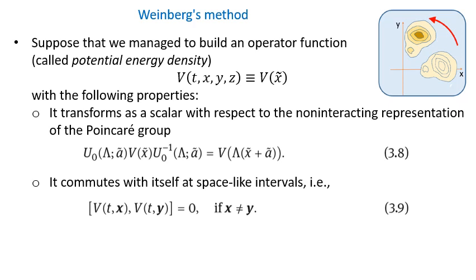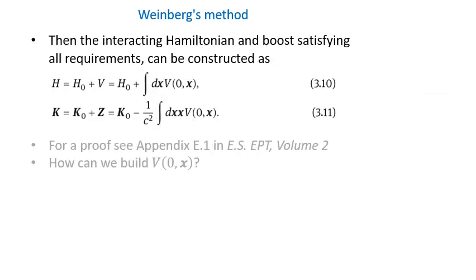The other required property of V is that it commutes with itself at space-like intervals. In other words, the commutator is zero at equal times and non-equal space coordinates. The theorem proved by Steven Weinberg claims that if such an operator function is found, then the interacting Hamiltonian and boost can be constructed by the following simple formulas. All necessary commutators will be satisfied. For a proof, see Appendix E1 in volume 2 of my book.